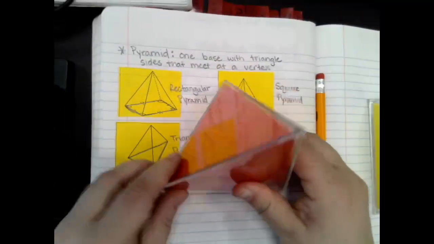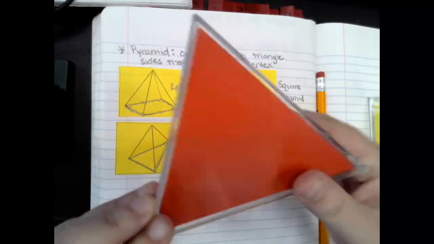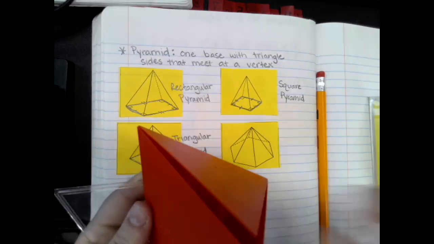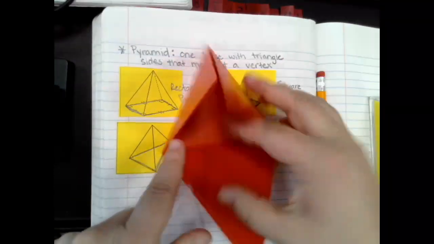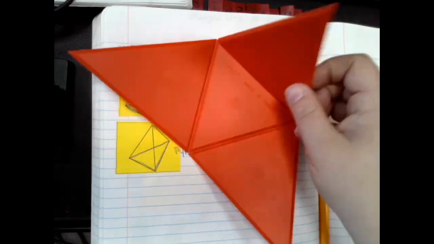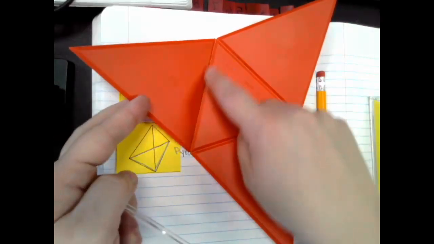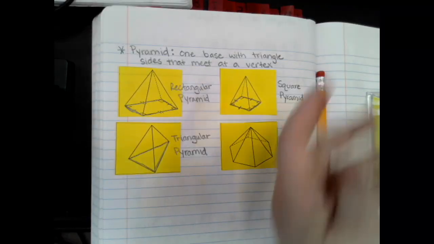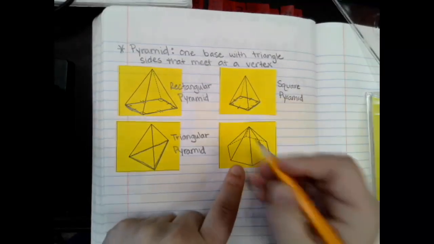Okay, so here's my triangular pyramid. Since it's made out of all triangles, any of them can be the base. But then we have the sides. Okay, there's 3 sides because a triangle has how many sides? 3.